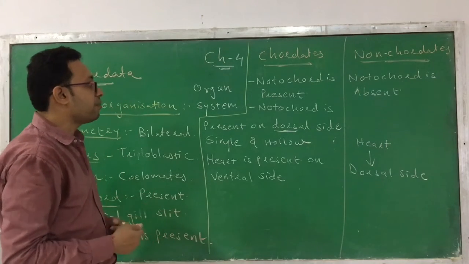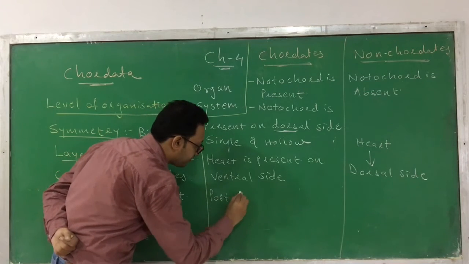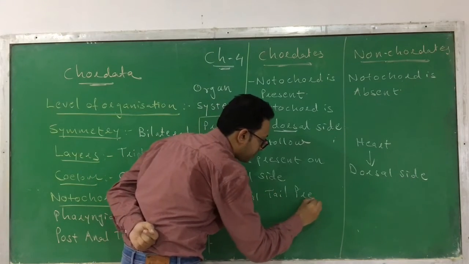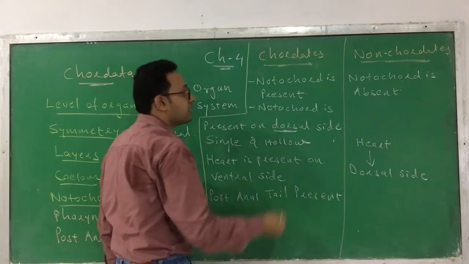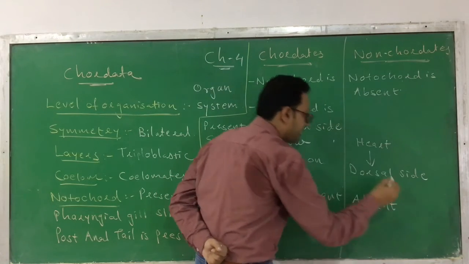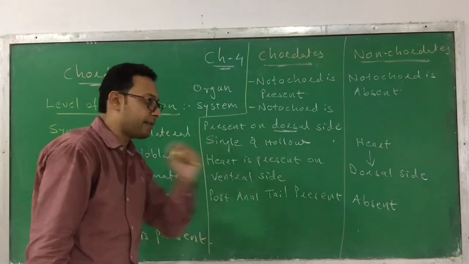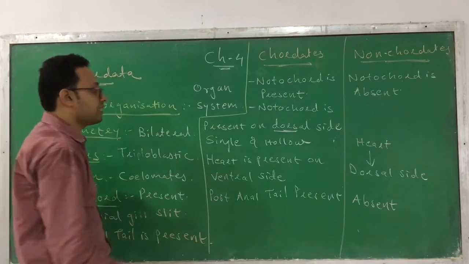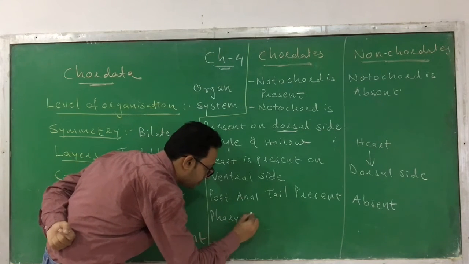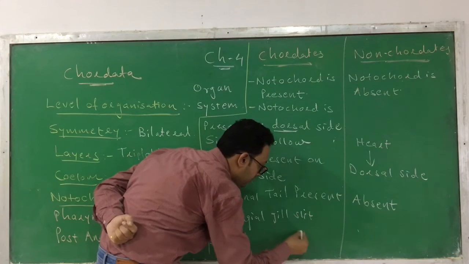Next, if you compare the next characteristic, in chordates the post-anal tail is present. But in case of a non-chordate, the post-anal tail is absent. I am writing in short, but you have to write the full sentence. Here the post-anal tail is absent. Next, in chordates, the pharyngeal gill slit is present.